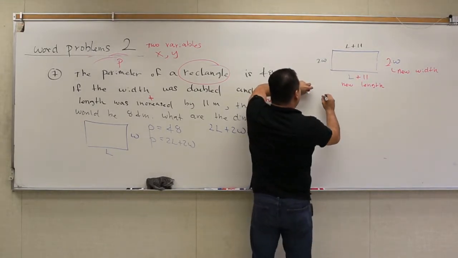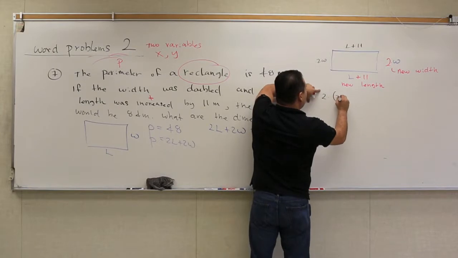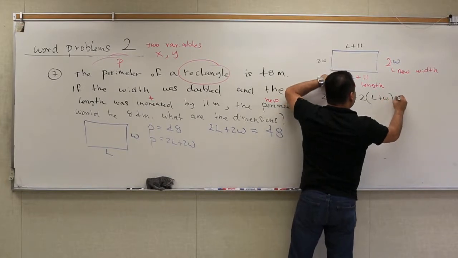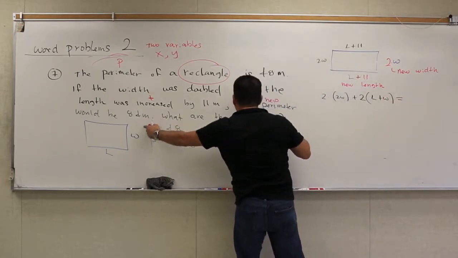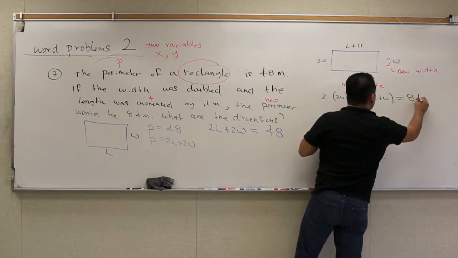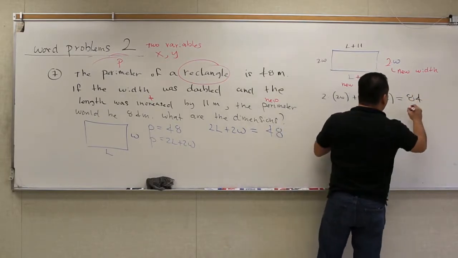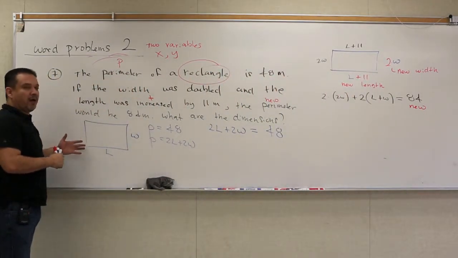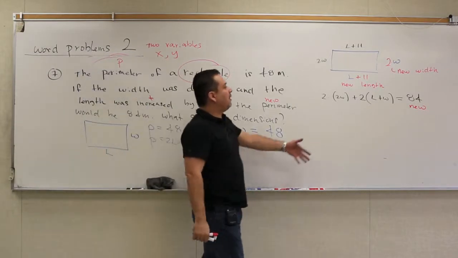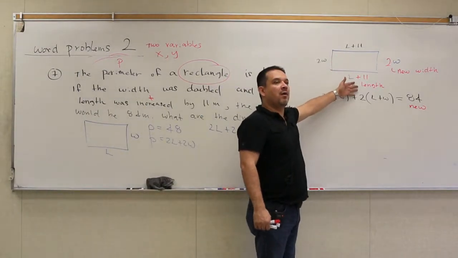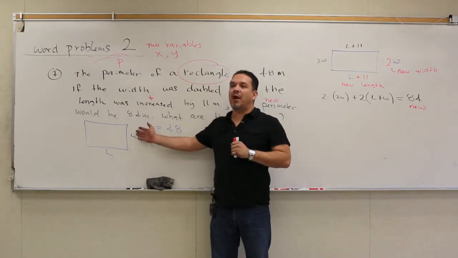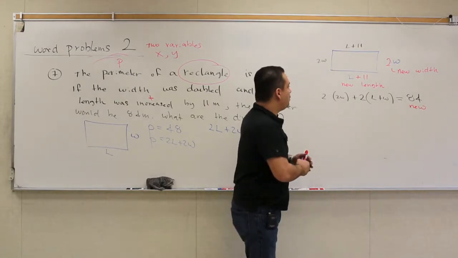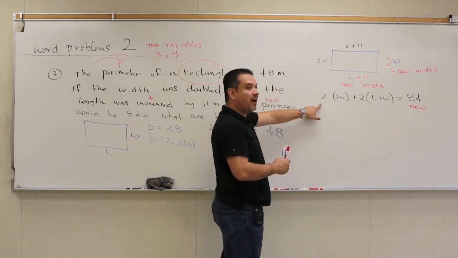Isn't that going to mean that I get what? 2 times what? 2W plus 2 times my what? L plus 11. Isn't that going to give me my new perimeter of 84? This is my new situation. So in some ways, what they're doing to you is they have an old situation and a what? New situation. The old situation gave you one equation. The new gave you the what? Second equation.